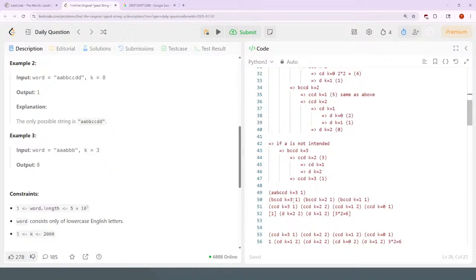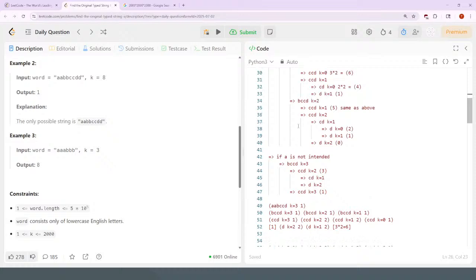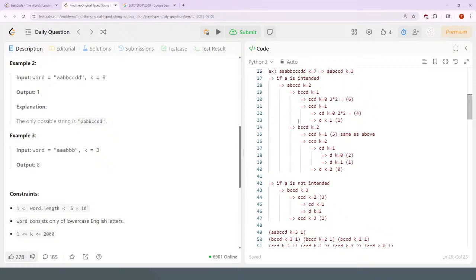Bucket, k, frequency. A is not intended. A is intended. Go to the next index. Decrement k. A is not intended. Go to the next index that skips over remaining A's. Keep the k the same.